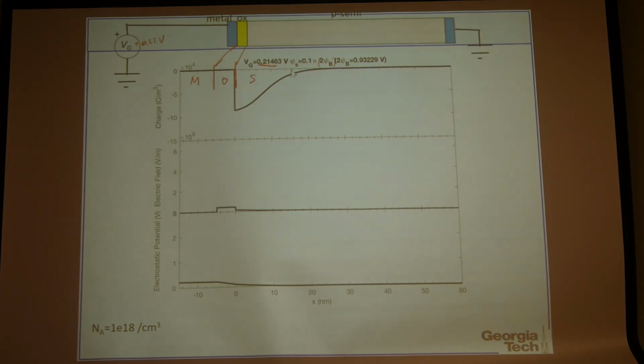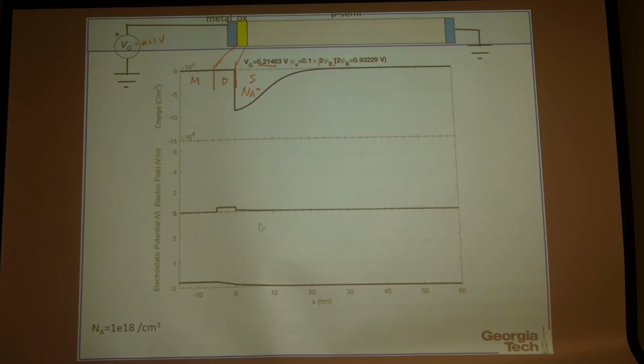So what contributes to that negative charge? Electrons? No. Because that voltage pushed those away, so we have the acceptor dopant, the Na minus, left over there. So this is the real simulation result.